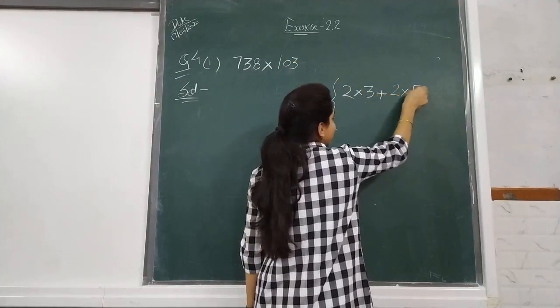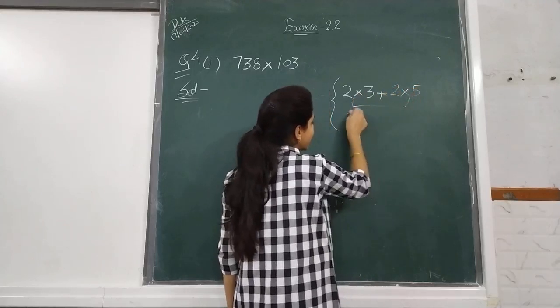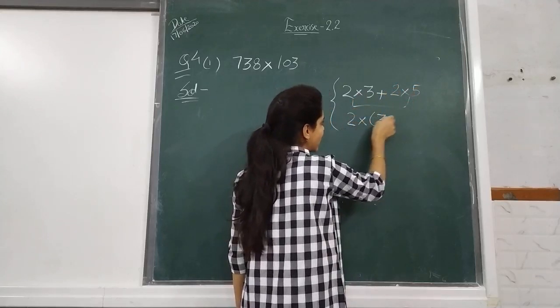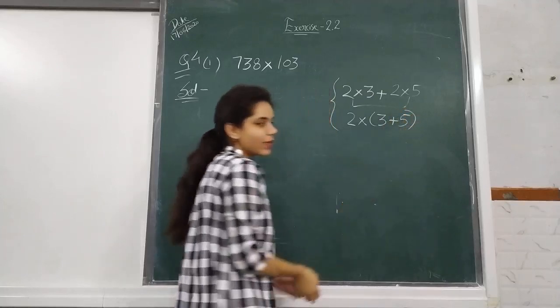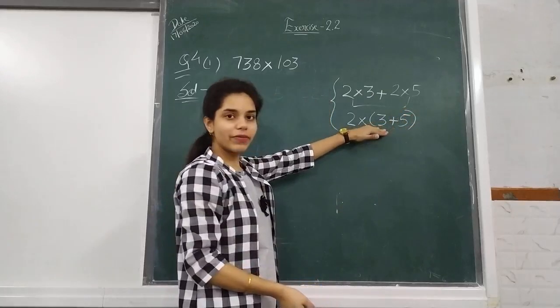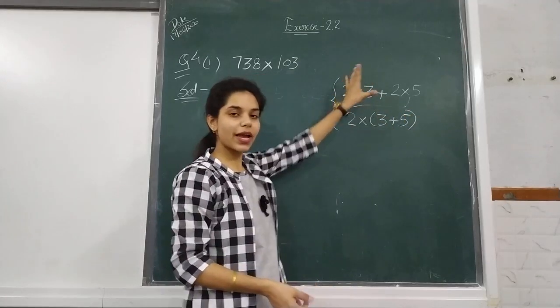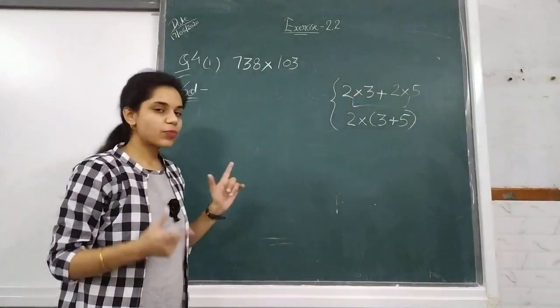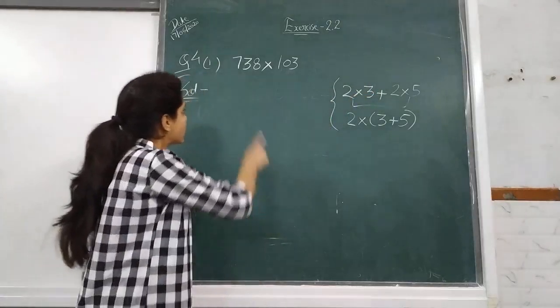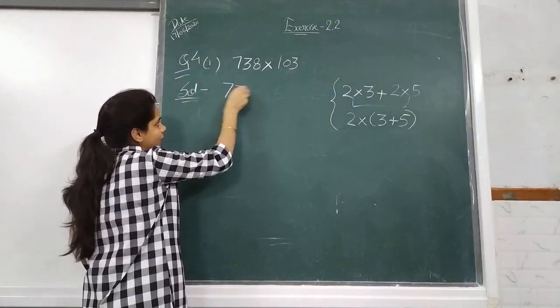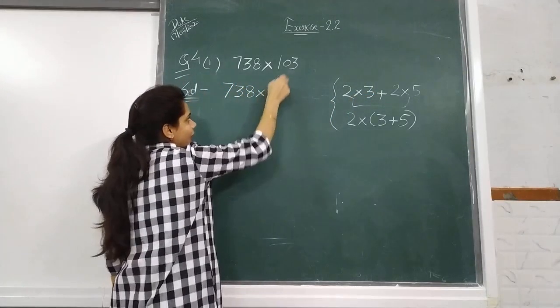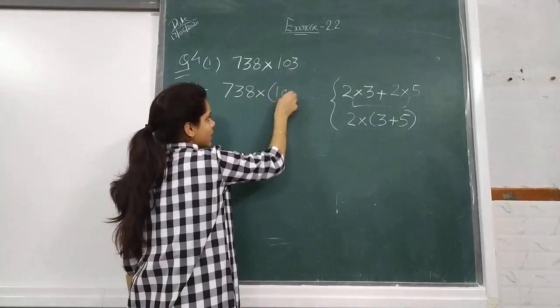2 into 5. It was like this, and we make it as 2 into 3 plus 5. Now the question is given in this format, so we will apply the identity and make it into this format, and we will find out its product. Understood? Now we can write 103 as 100 plus 3.